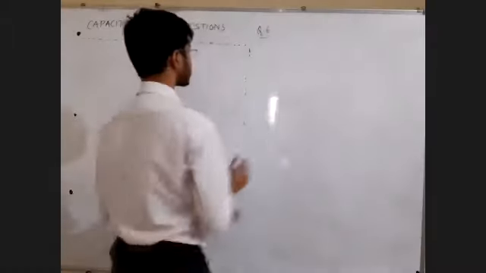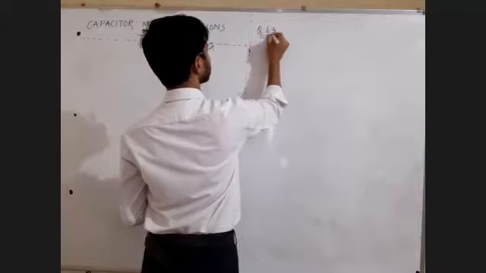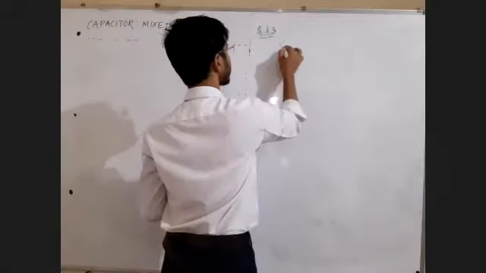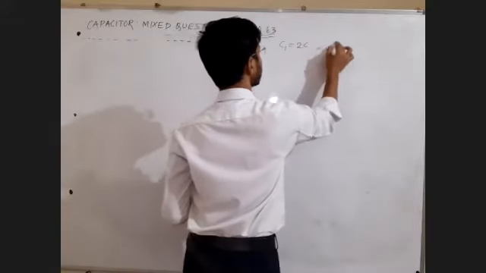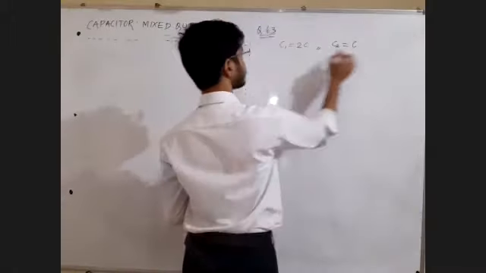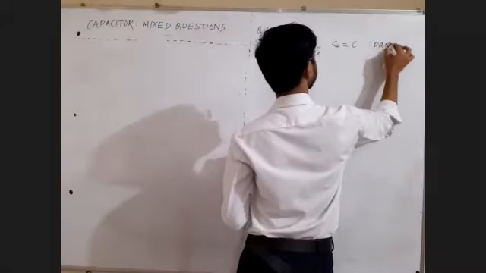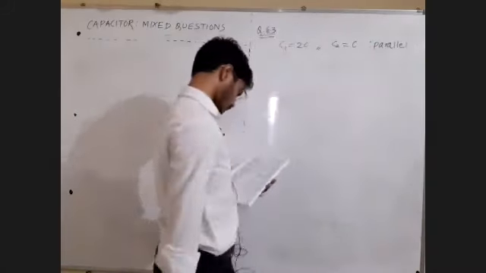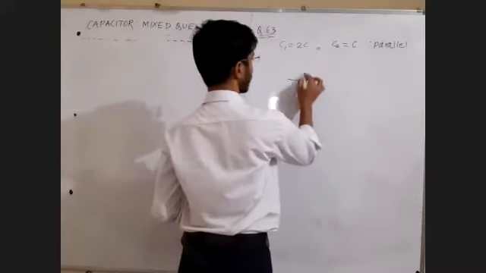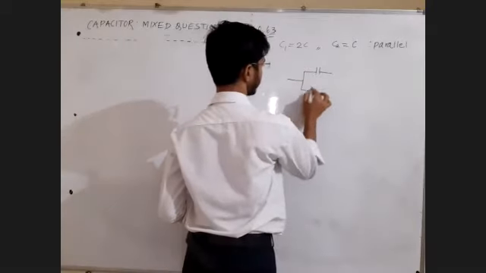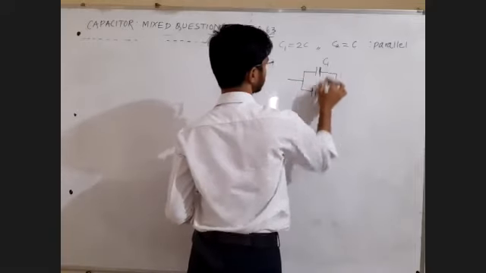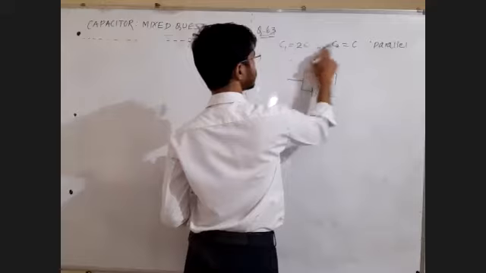Okay, next question number 63. Two capacitors of capacity 2C and C. The first capacitor is equal to 2C, the second capacitor is equal to C, joined in parallel. These two capacitors are in parallel and charged up to V volt. Let's draw a battery of V volt so that these two capacitors can be charged. C1 value is 2C, C2 value is C.